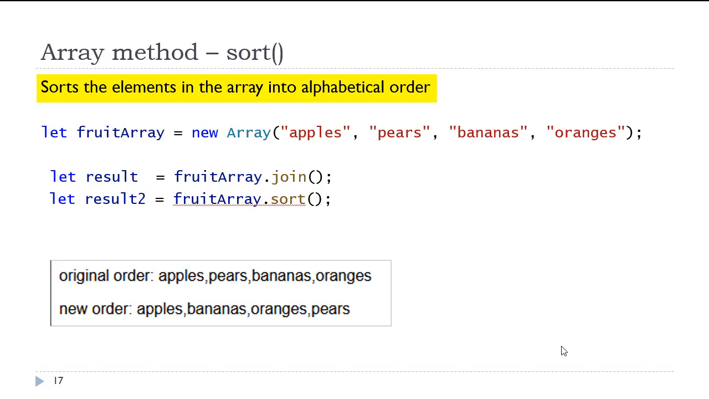The sort method will sort the elements in alphabetical order. Here I have the 2 statements, fruitarray.join, which shows me my original array, and then I'm executing fruitarray.sort, which shows me the new order in alphabetical order.